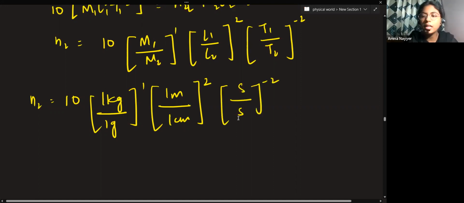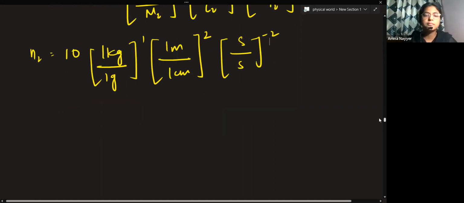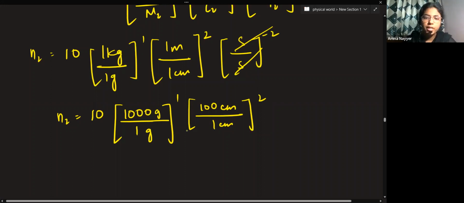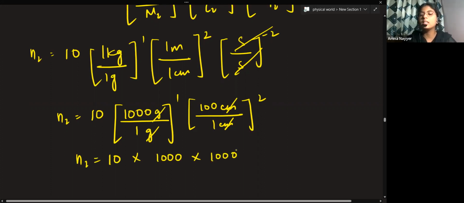Now let's convert. 1 kg can be written as 1000 grams. So N2 will be equal to 10 multiplied by 1000 grams divided by 1 gram to the power 1, 100 centimeters divided by 1 centimeters to the power 2. And seconds will get cancelled over here. So gram gets cancelled, centimeter gets cancelled. See what is left. 10 multiplied by 1000 multiplied by square of 100. That is your 10,000. Square of 100 we are taking.